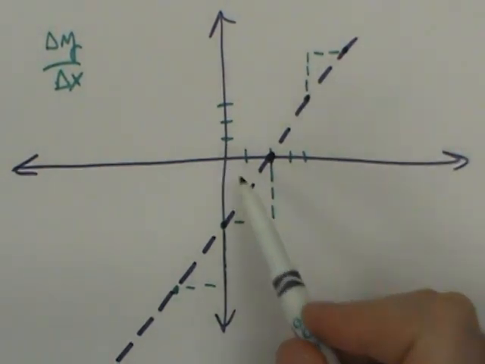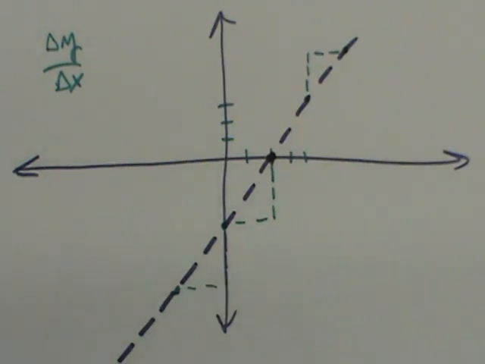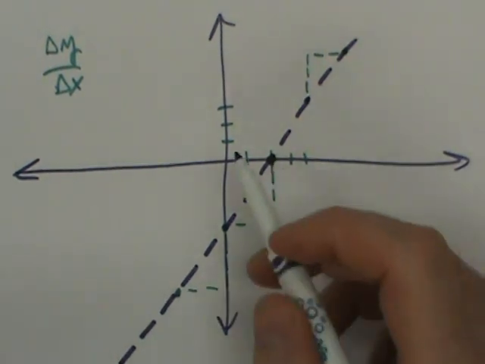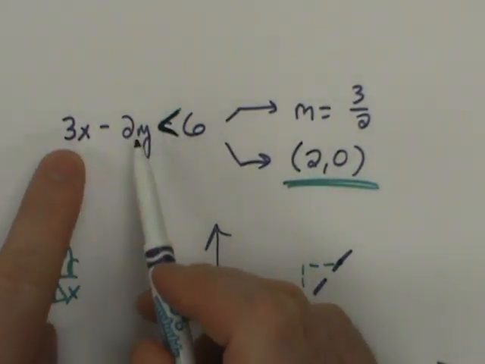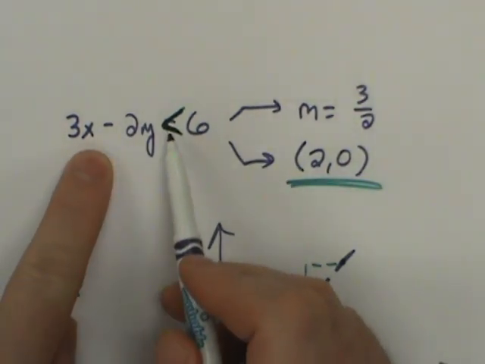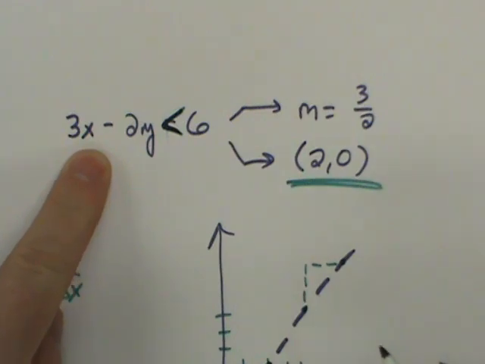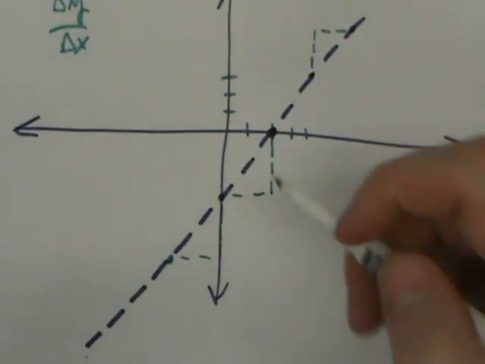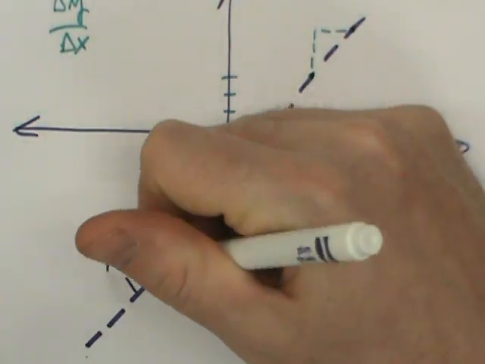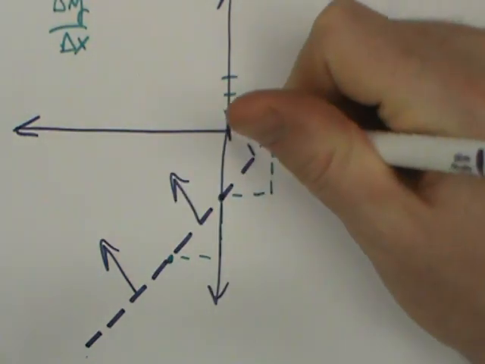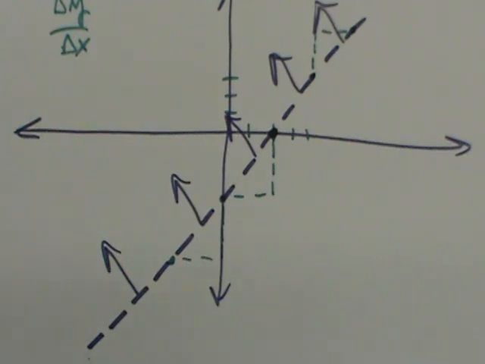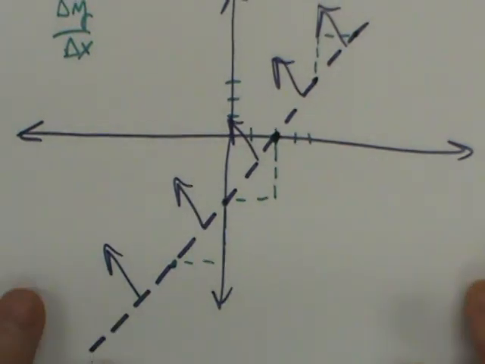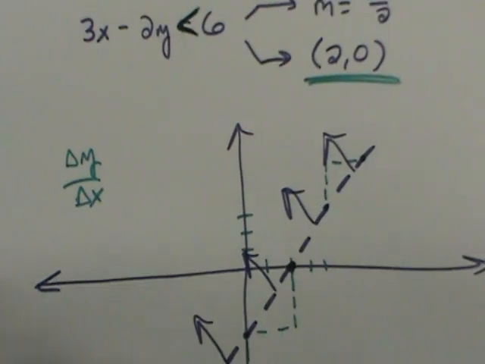And then I check a point that's not on the line to see what direction I shade. So if I try the origin here, you're going to use the origin on like 99% of these. 0 and 0, 0. Is 0 less than 6? True. Since it's true, I want to shade that region. I'm just going to shade like this. And that's our introduction to how to graph inequality lines.